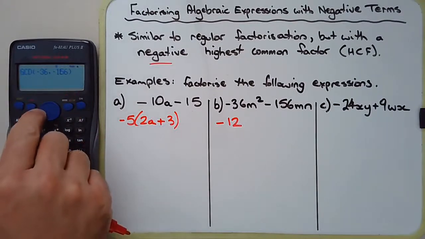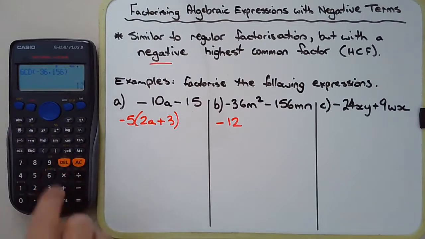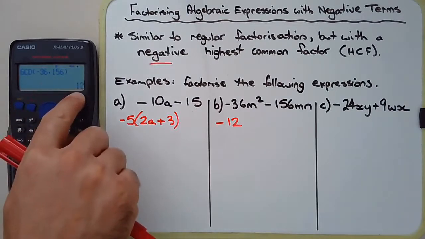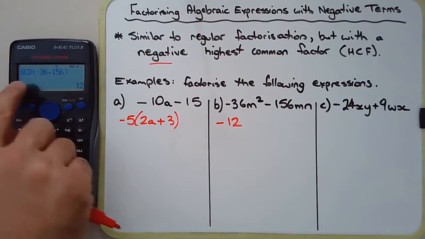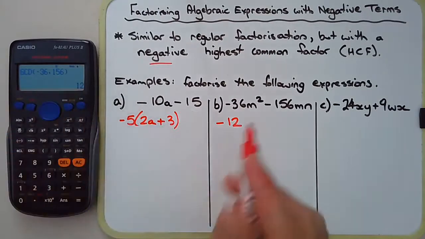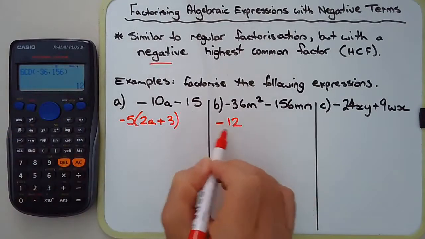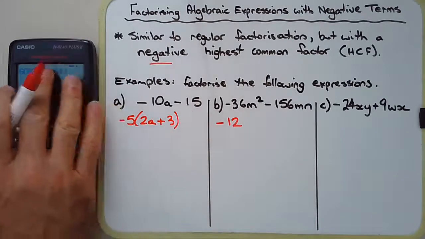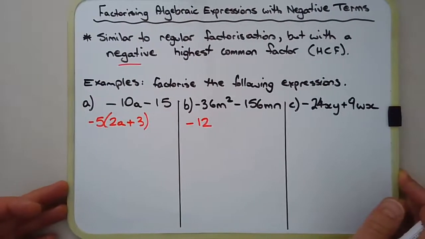In fact, even if I changed one of those to a positive, the GCD function of the calculator will always give you a positive answer, but we need to be mindful that we're actually taking a negative sign out as well. So we've got negative 12, that's great.